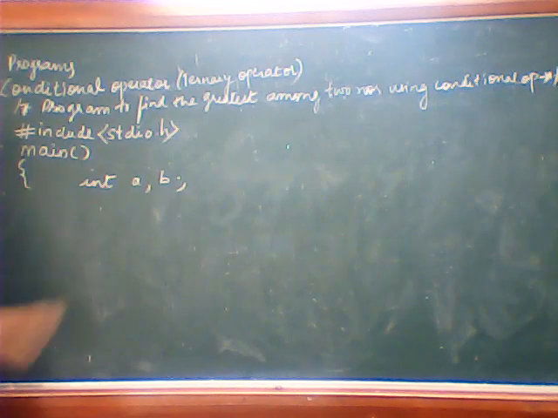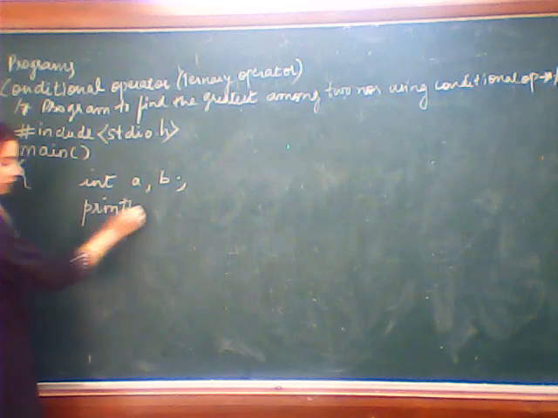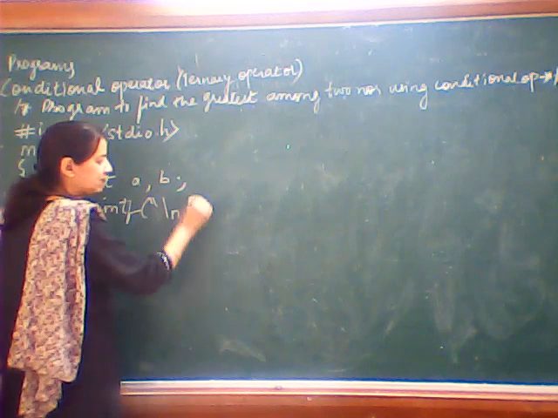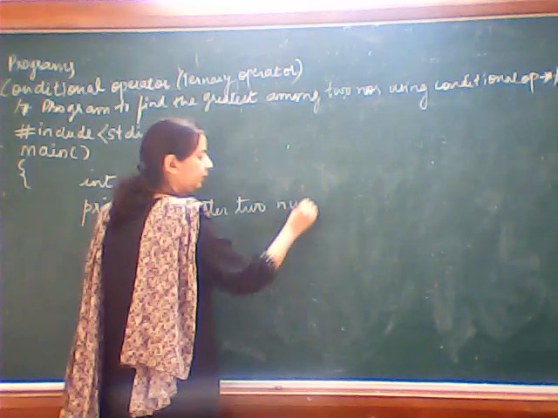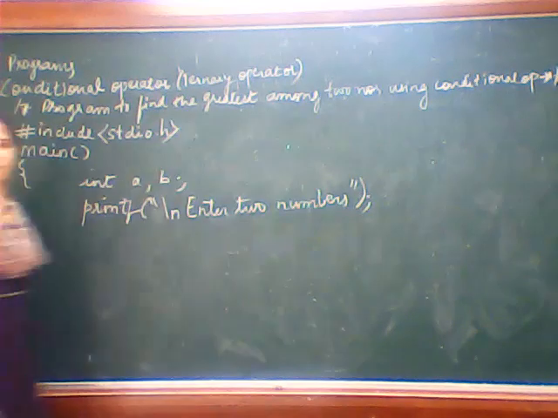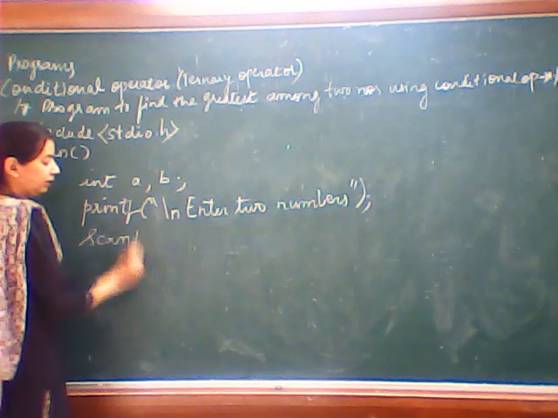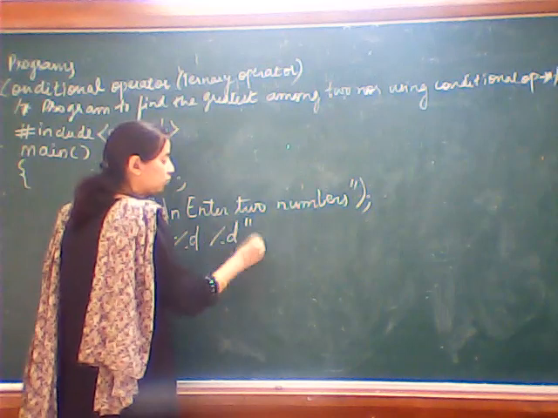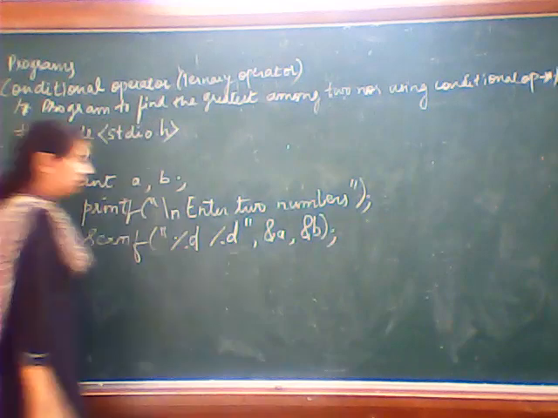Now once we have declared the variables, we will give a message on the screen. To display a message, we make use of printf. In brackets, in double quotes, we will give a message asking for numbers. Now whatever are the two numbers input by the user, the first number will be stored in A and the second number will be stored in B.